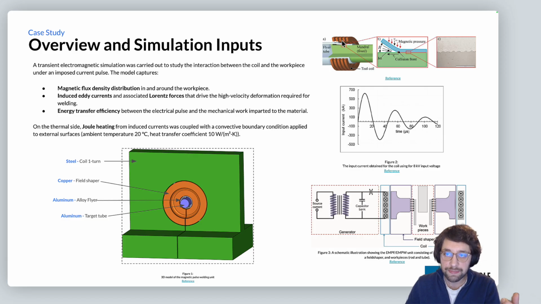current that is passed to the coil generates a changing magnetic field that is passing through the flyer tube, which consequently creates eddy currents in the flyer tube, which have their own magnetic field, and that creates Lorentz forces on the flyer tube that then push it down by this magnetic pressure to collide with the target and then finally invoke this molecular level weld between the two parts.